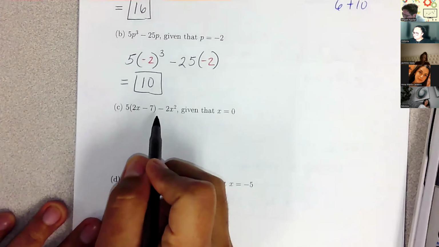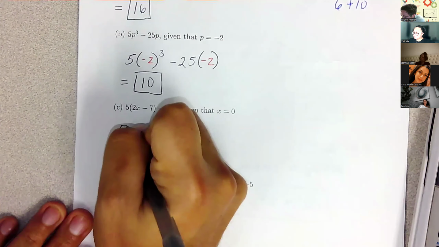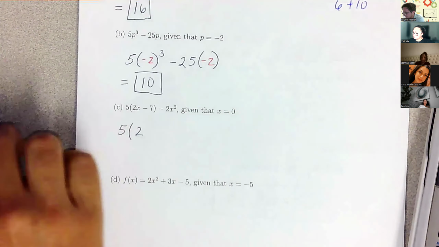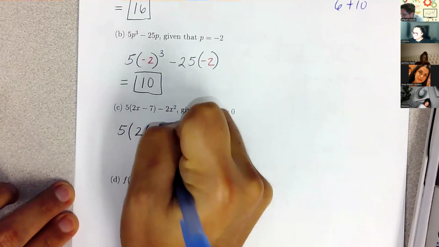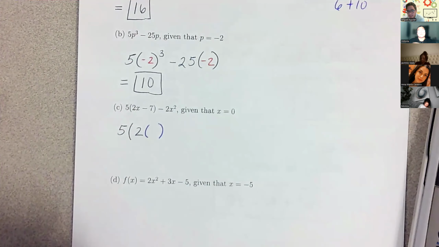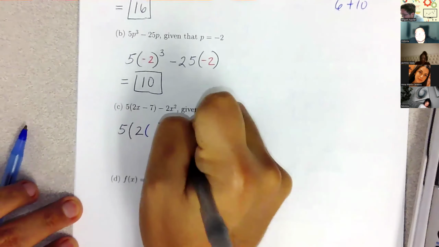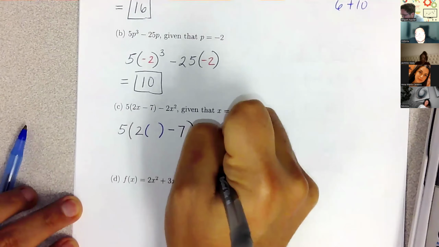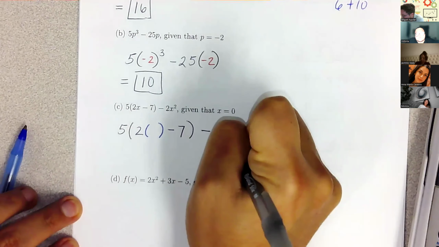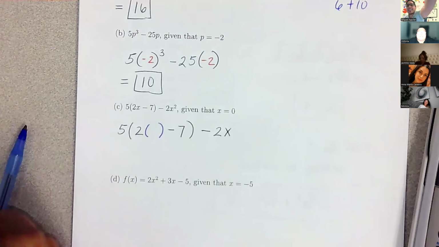This one's a little bit more complicated, so I'm going to write this down as 5 parentheses 2. This seems weird. I have an x there. I need another set of parentheses. Okay, so that's 2x minus 7. Then we close up the parentheses there. Minus 2x. God damn it. I didn't mean to write the x. Parentheses.